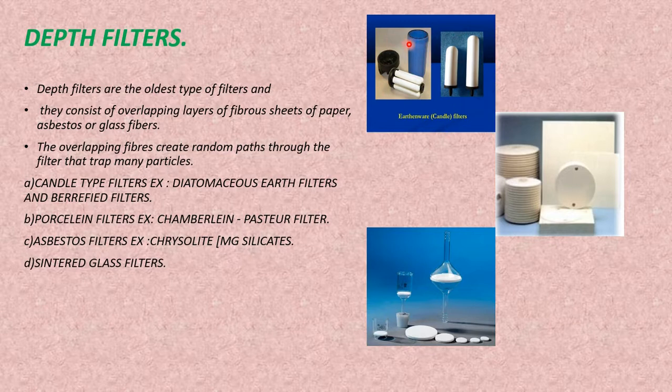So here you can see the example of this depth filter, what we call candle filters. Diatomaceous earth filter, Berkey filter, all the things are going to be there. Then here are the asbestos filters and here are the sinter glass filters. So let's see the first one, candle type filters. As they look like a candle, obviously the name may be given as candle filters. So examples I told you are the Butterfield earth filters and diatomaceous earth filters.